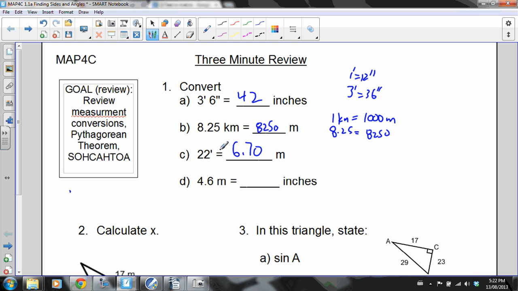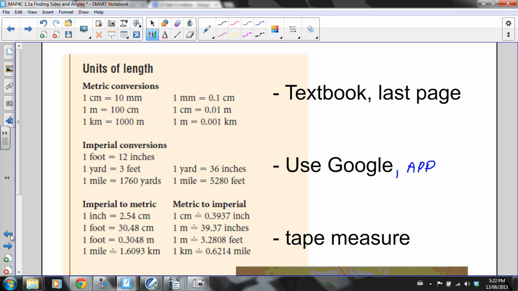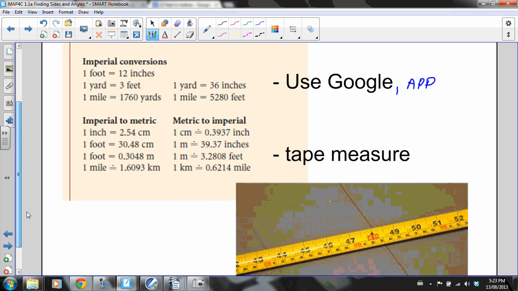And that's approximate. We'll show you the textbook type of way, but in real life, what are you really going to do? You're going to maybe use Google, or you have an app for your iPhone. You might just look on a tape measure, right? So look, where's 22 feet? Obviously this isn't 22 feet. This is 4 feet, but 4 feet, it looks like, is, what does that say, 122 centimeters, right? So you can just use a tape measure.